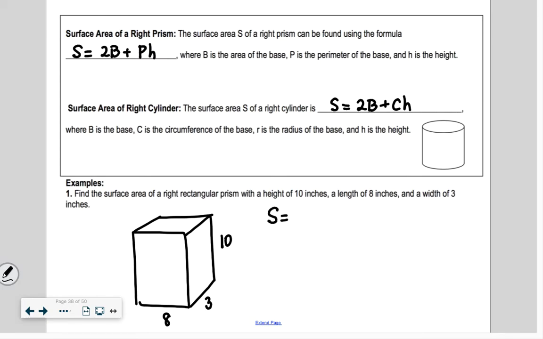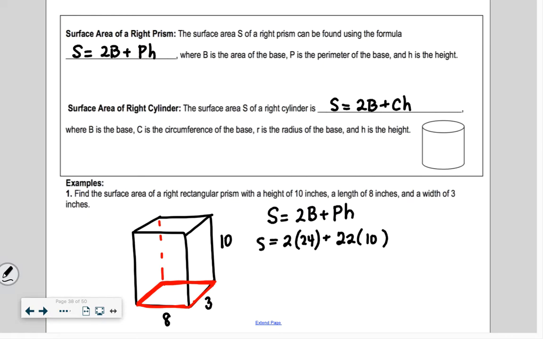Or you can do surface area equals 2 times the area of the base plus the perimeter times the height. So let's talk about the perimeter of a base. What is the perimeter? 8 plus 3 plus another 8 plus 3. 22, right? What's the height? 10. All right, how about the area of the base? 24, right? 8 times 3. So we end up getting 48 plus 220. If I add those together, I get 268. Since it's an area, it's in square inches.